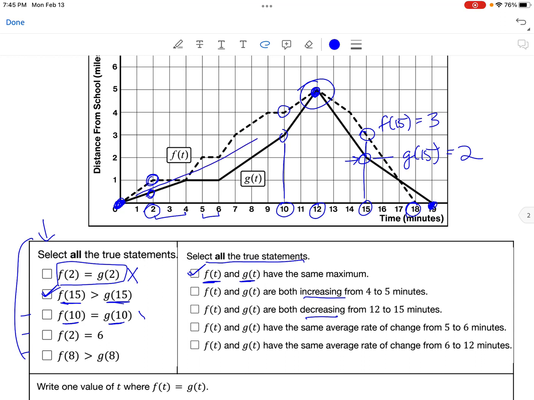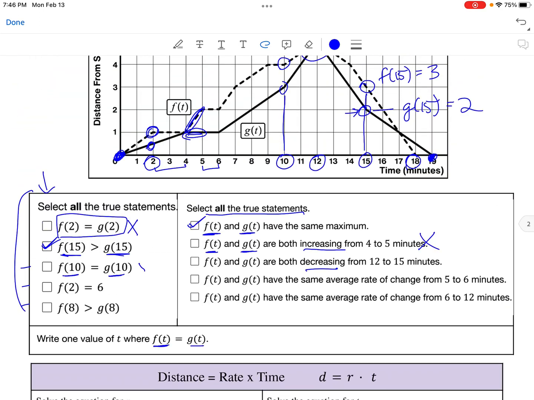Remember, increasing is when you're going up, generally. That's increasing. So from 4 to, it was a big section here. I guess technically it would be better to say this is increasing, but when it's flat here, that's not increasing. Let's look at this interval here. F of t and g of t are both increasing from 4 to 5 minutes. Well, f of t is increasing, right? It has a positive slope, but g of t is not increasing. It just has a 0 slope. It's stopped at that point. So that is not true.